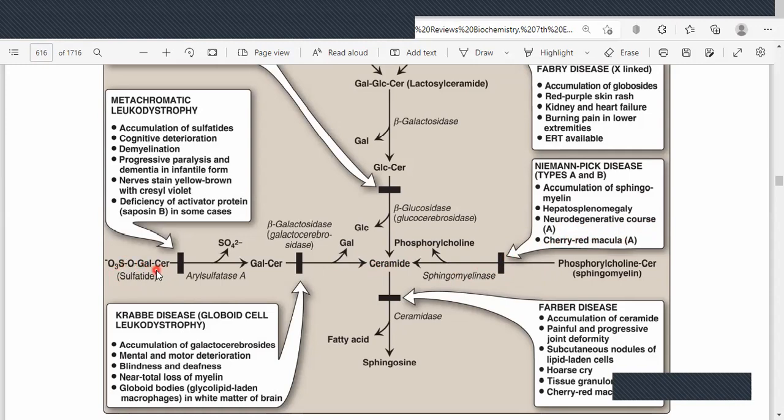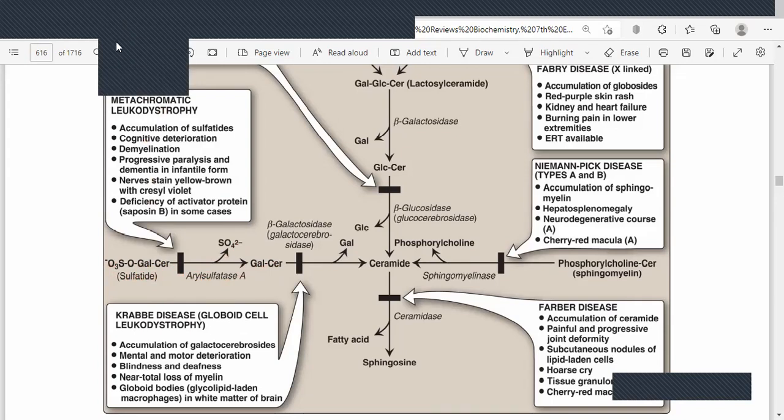Sorry, this is a galactocerebroside, which has a sulfate group here. So that is a sulfatide. Now, this sulfatide is converted to the galactocerebroside by an enzyme known as arylsulfatase A. You can see we are removing this. This is what we are removing.